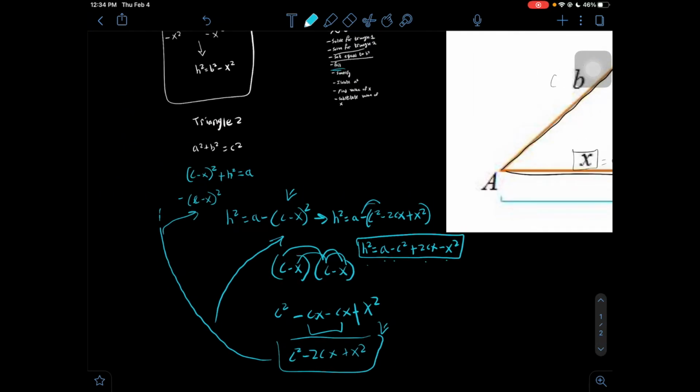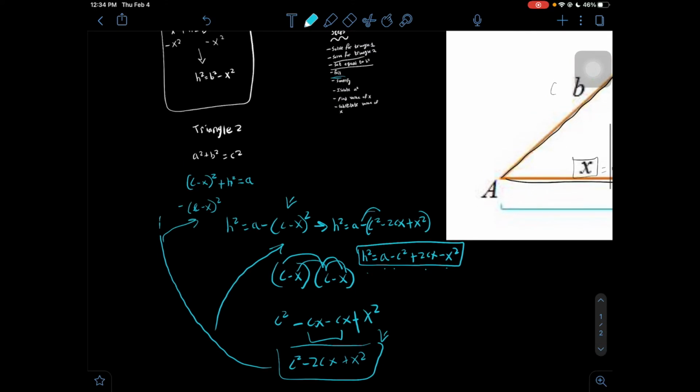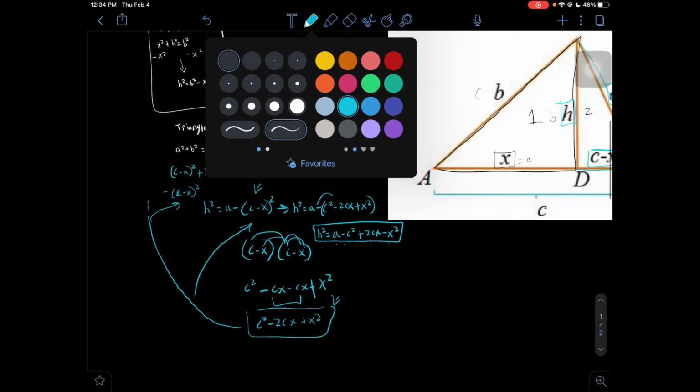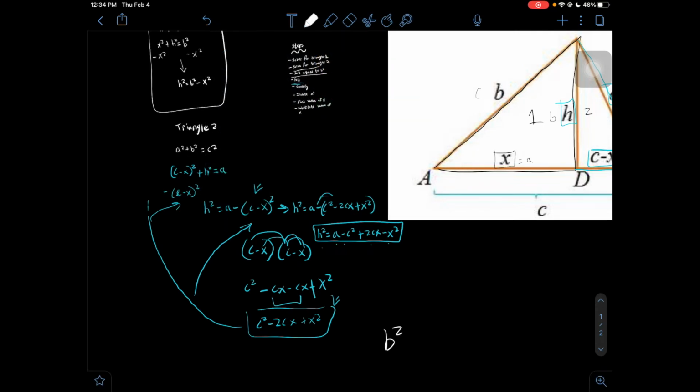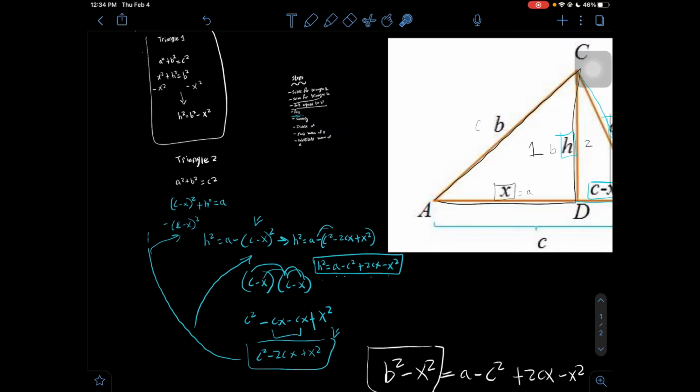Now we need to simplify, which we have done. But since they both equal h squared, we can now set them equal to each other. So let's do that down here. So now we have b squared minus x squared equals a minus c squared plus 2cx minus x squared. Well, we got this from triangle 1, which is up here. And then we got this from triangle 2 after foiling and then simplifying down here. Since they're both equal to h squared, they're both equal to each other.